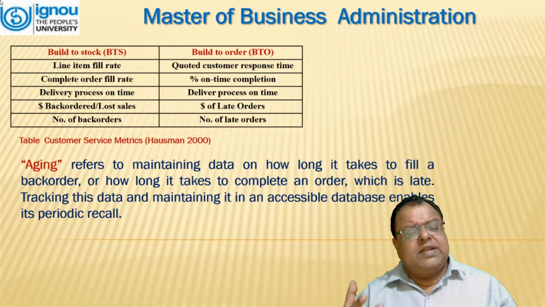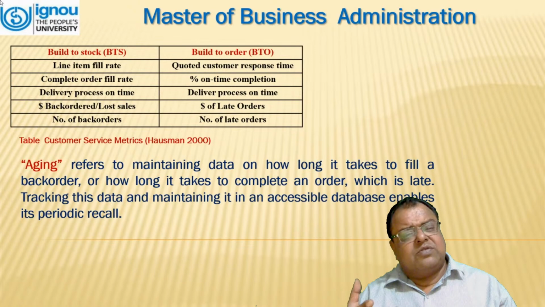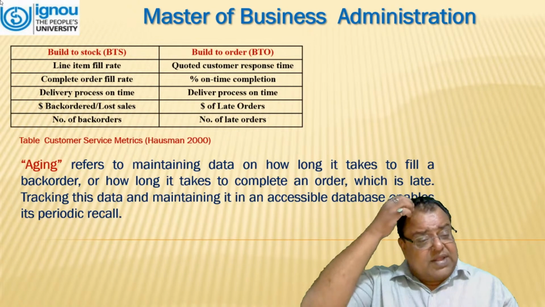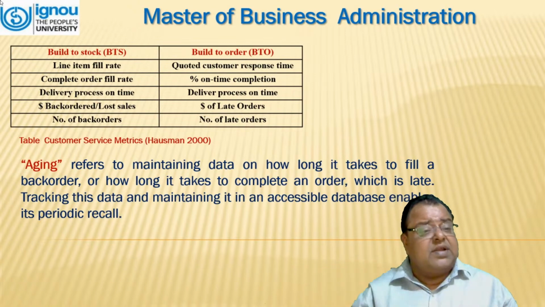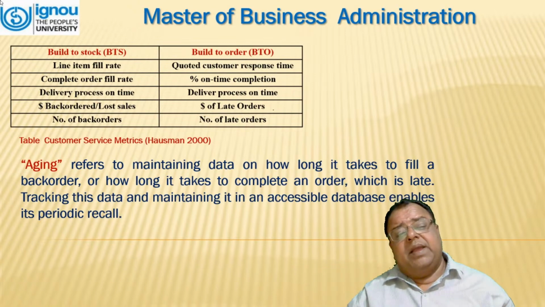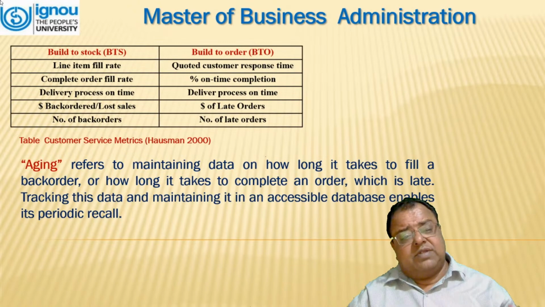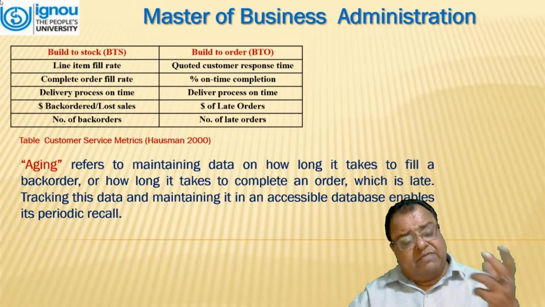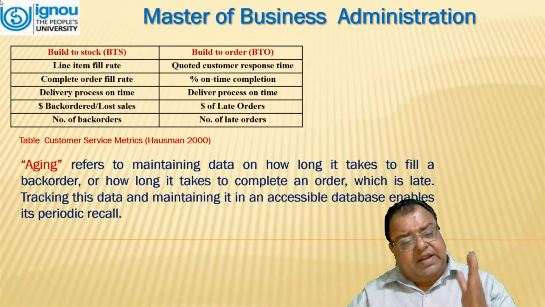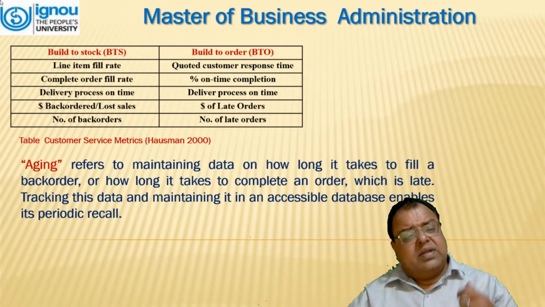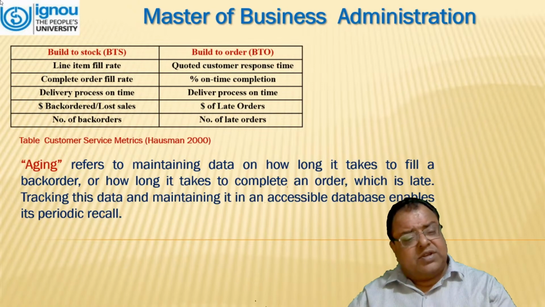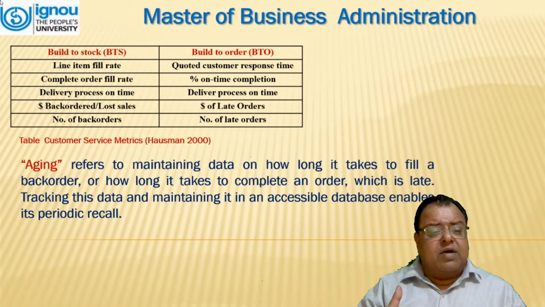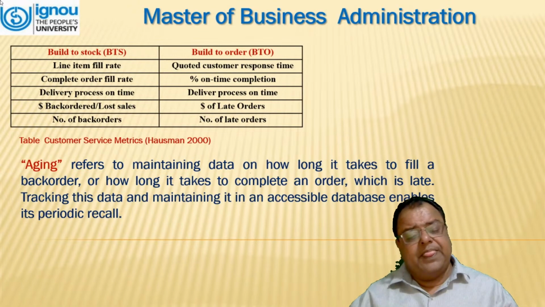As the supply chain is related to two things, build to stock and build to order, if we compare these two activities, that is, customer service metrics. If you talk about build to stock, that is BTS, that means line item fill rate, complete order fill rate, delivery process on time, back orders or lost sales, and number of back orders.